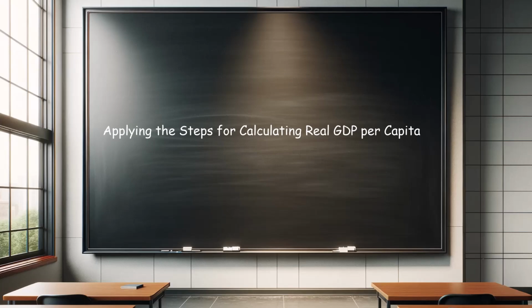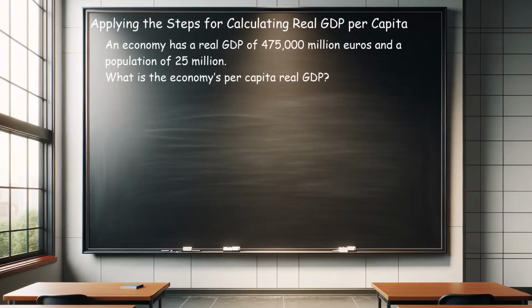Now let's apply the steps to the problem statement. 1. Write the formula for per capita GDP. GDP per capita equals real GDP divided by the population of an economy.